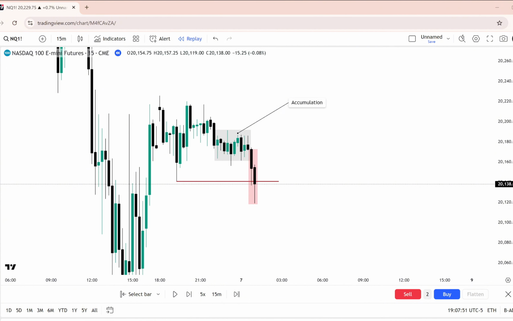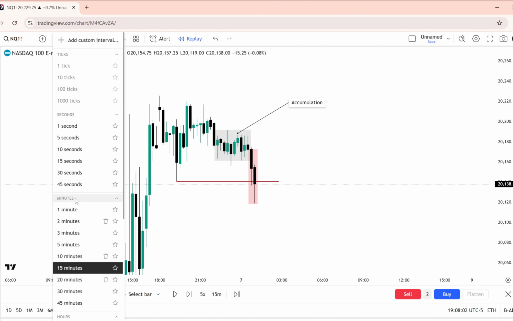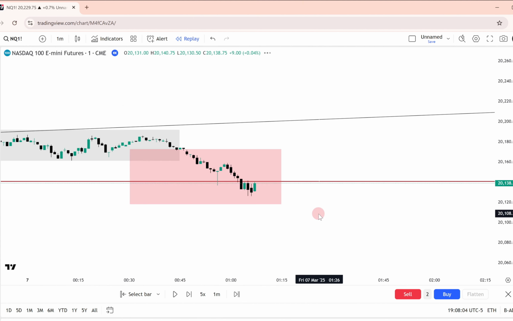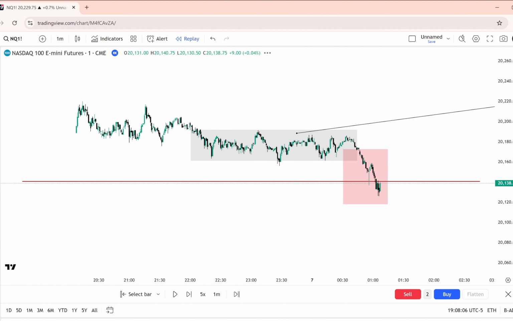A lot of people, I think, get caught up in the idea that just because we have accumulation manipulation that we have to distribute. It's not the case. You start on the higher time frame like this, you drop down to the smaller time frames, and you see if the smaller time frames correlate to what you're looking at.